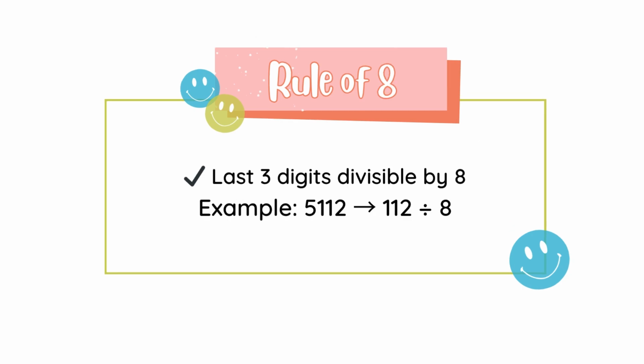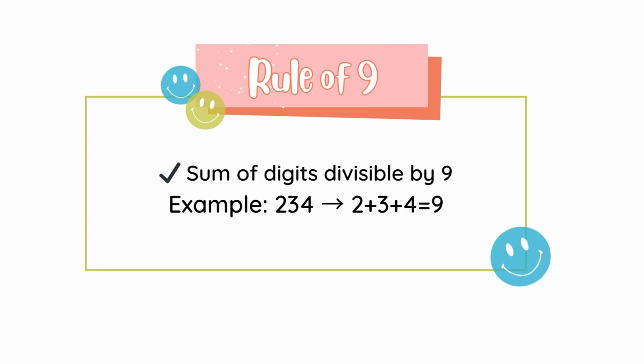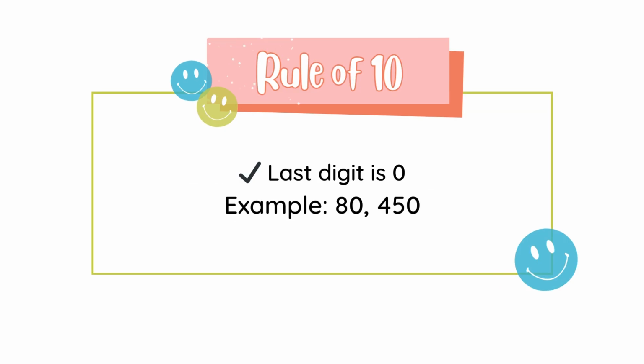To check divisibility by 8, look at the last three digits. If they form a number divisible by 8, the whole number is divisible. A number is divisible by 9 if the sum of its digits is divisible by 9. A number is divisible by 10 if it ends in 0.